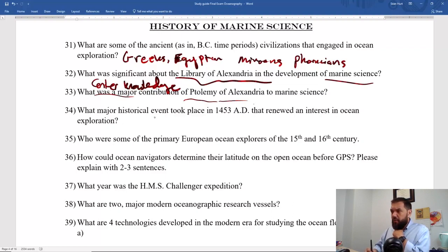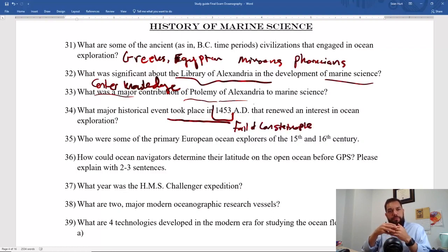But what historical event took place in 1453 A.D. that was very important to a renewed interest in ocean exploration? So jumping ahead 1,400 years, what happened? It was the fall of Constantinople. At this time, Constantinople fell to the Ottoman Turks. It was defeated, and that was an important port.